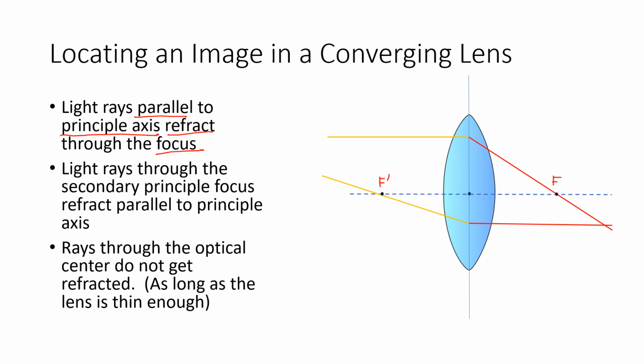Finally, if you shine a beam through the optical center, then you don't get any refraction at all, or the two refractions cancel each other out, as long as this is a thin enough lens. So everything we're going to do in grade 10 is all going to be thin lenses, no big thick ones, so no discernible displacement of the light beam. So if you shine through the optical center, it should come right out the other side and with the same trajectory.